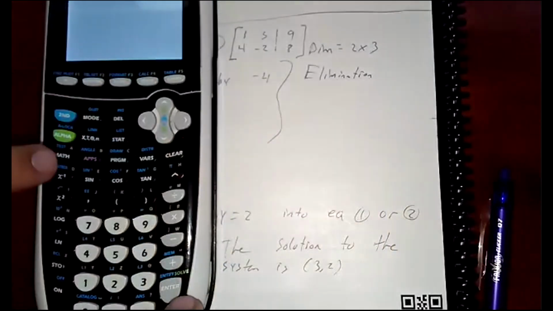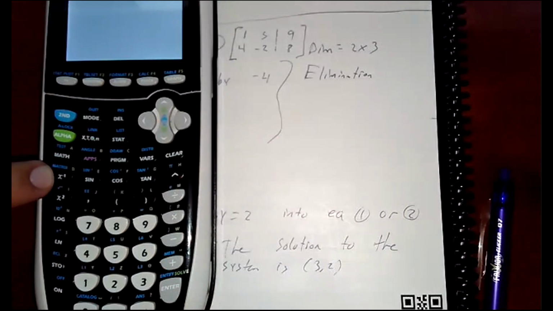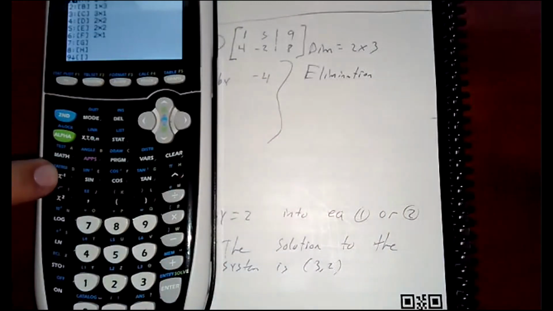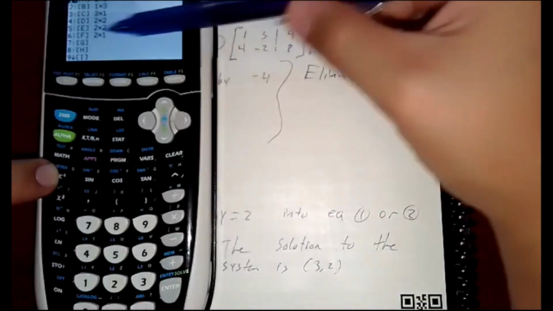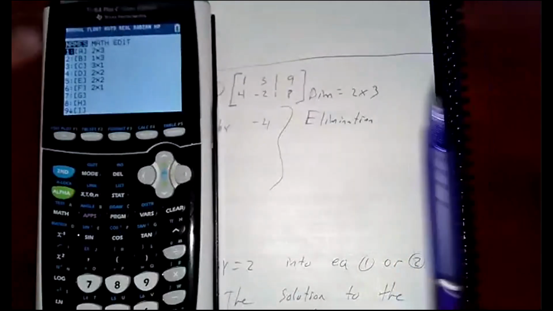Okay. So hit second, and then press the x inverse button. So see it says matrix in blue right there. So this takes you to the menu for all matrix stuff. So all these are matrices you can save. Here, sorry, I'm off the screen there.